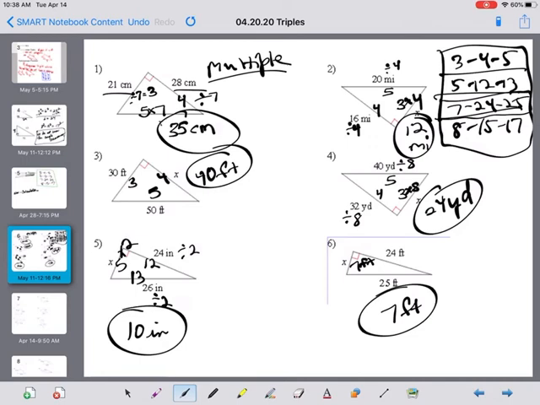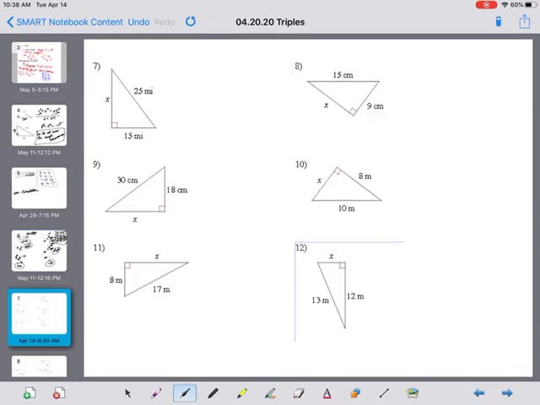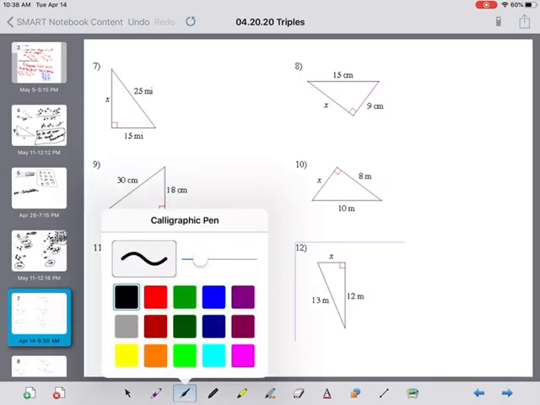Same thing with the 30, 60, 90, and 45, 45, 90. Go ahead, pause the video, try 7 through 12, and then hit play when you're ready. All right, so let's see.